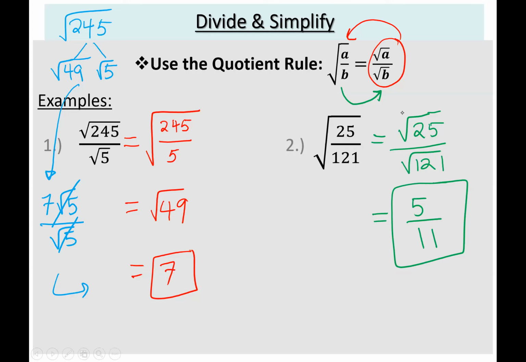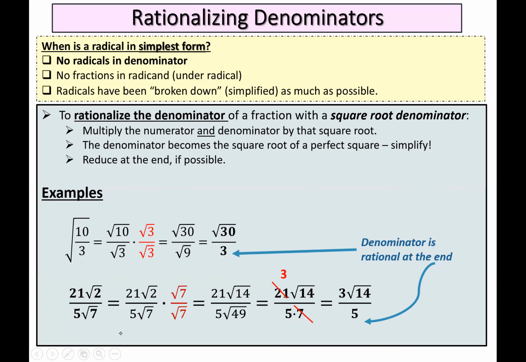All right, and that brings us to our last couple of slides, where we're going to see a different kind of dividing situation where it doesn't simplify quite so nicely. We're going to do something called rationalizing denominators.